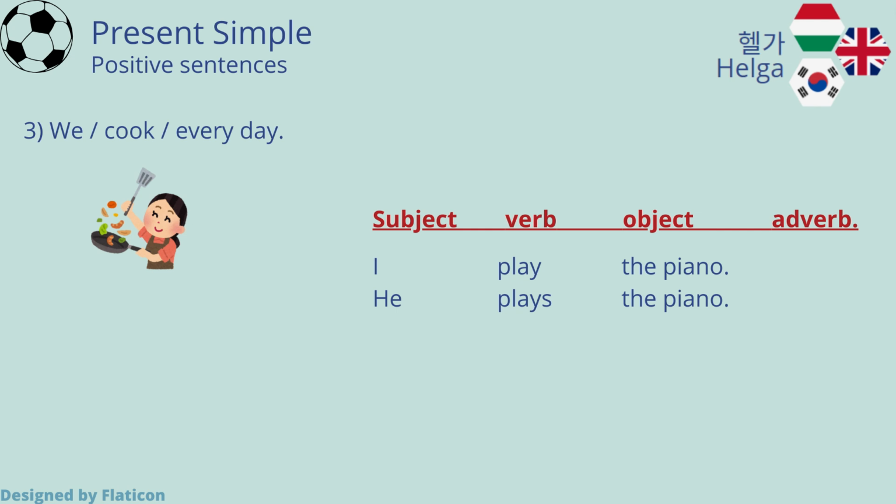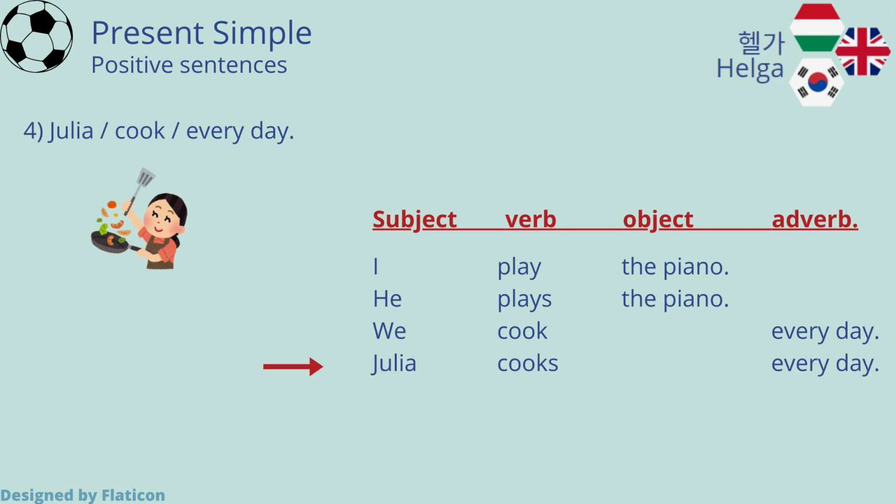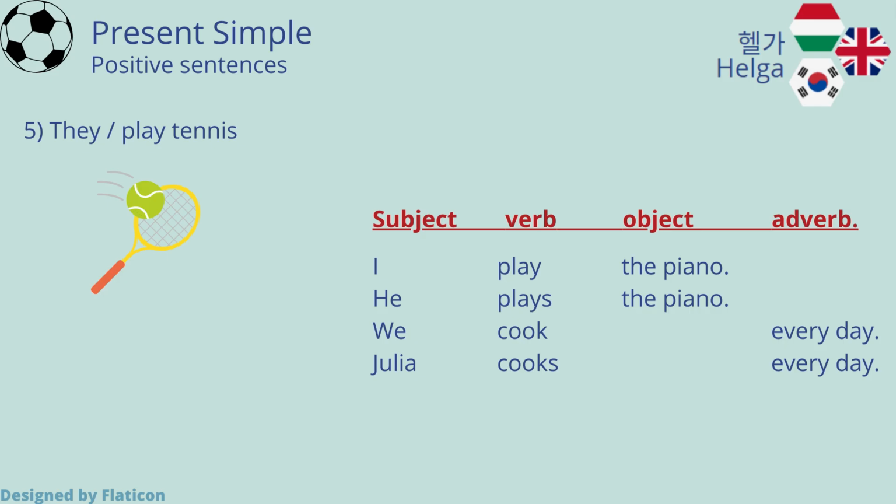Number 3. We cook every day. Listen and repeat. We cook every day. Number 4. Julia cooks every day. Listen and repeat. Julia cooks every day. Number 5. They play tennis. Listen and repeat. They play tennis.